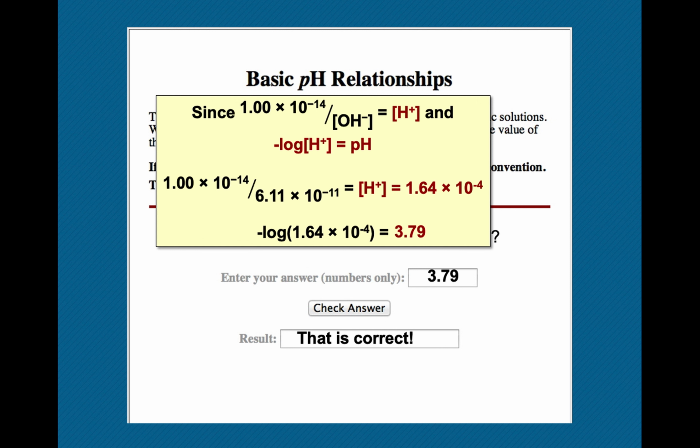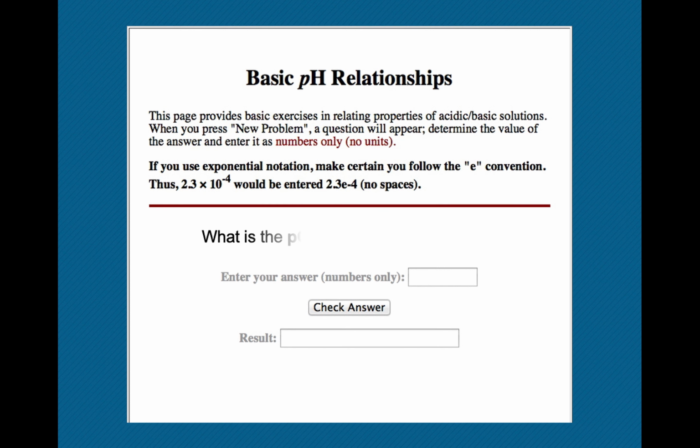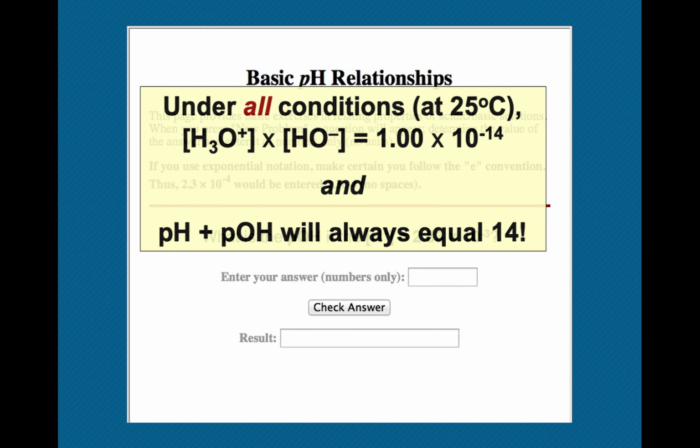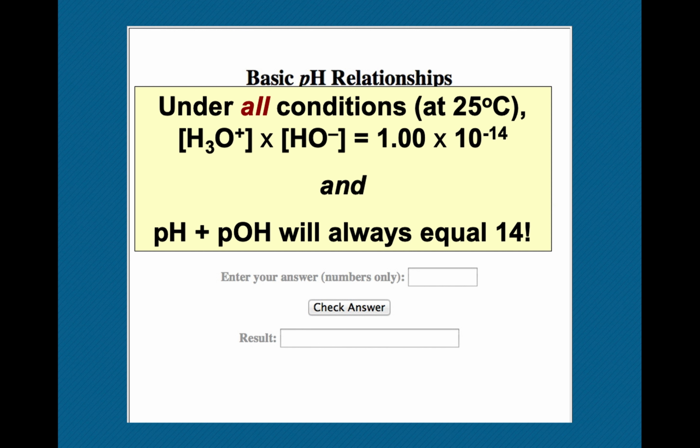Let's do it again. If hydronium is 2.8 times 10 to the minus 3, what's pOH? Well, pOH is the negative log of hydroxide, right? So we'll do the same thing. We know this equation, and we know this equation.